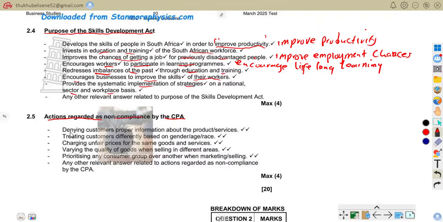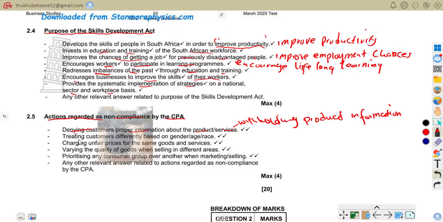As it says, denying customers proper information about the product or services. That is, we are trying to say withholding product information. So, for example, not listing side effects of the product. You see? So you are denying the customers proper information about the product or service.